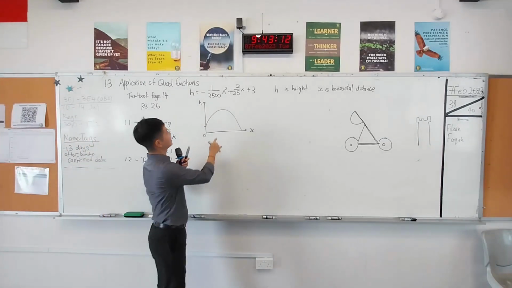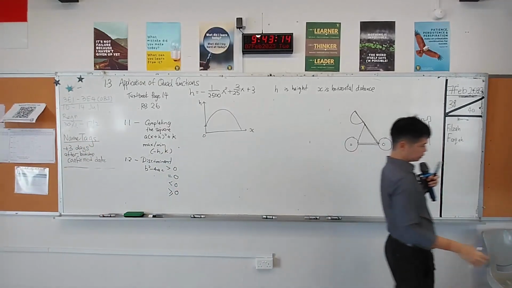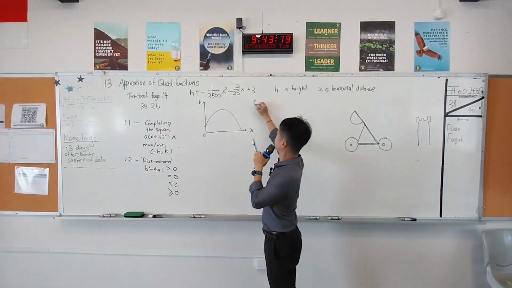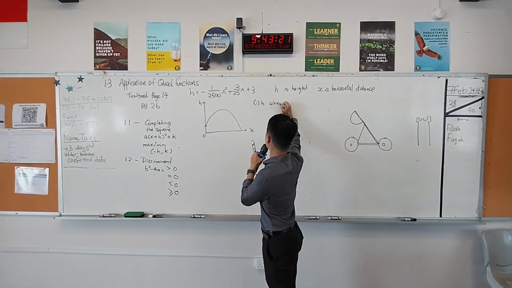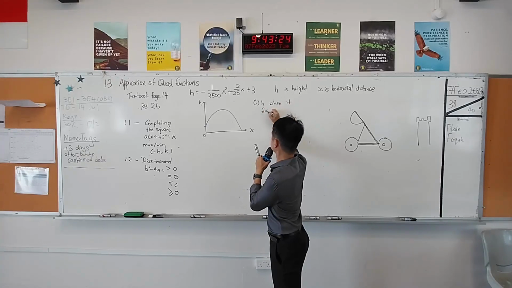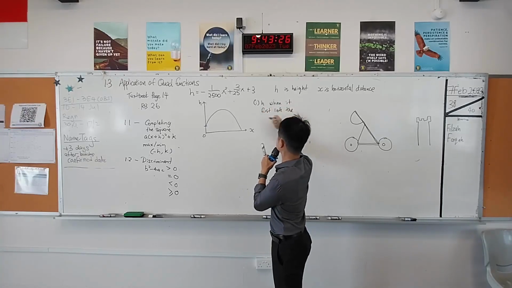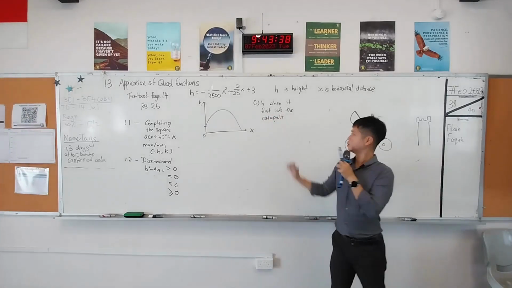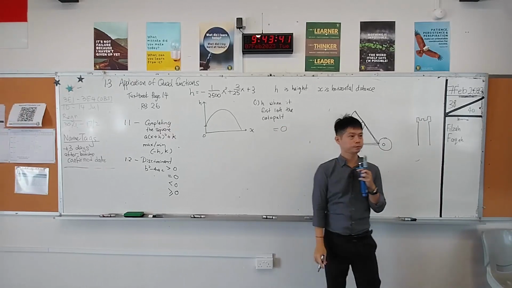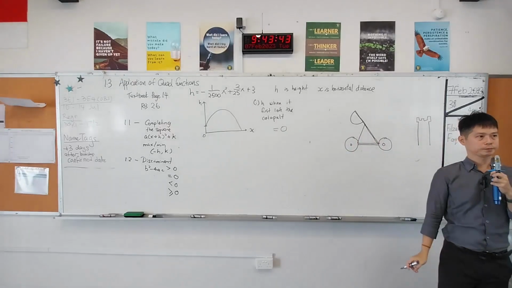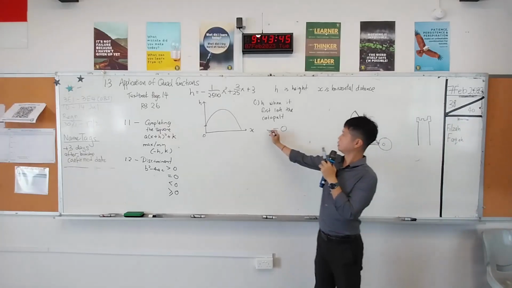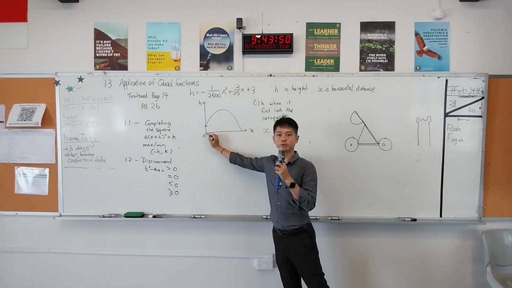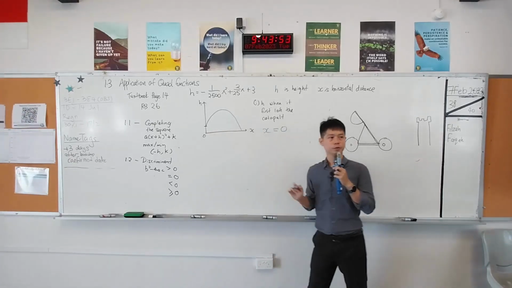Now, the first part of the question asks us: find the height of the projectile when it first left the catapult. Find the height when it first left the catapult. When it first left the catapult, what is x equal to at the very initial start? At the initial, the distance from the catapult is 0. The distance from the catapult, so x is 0.